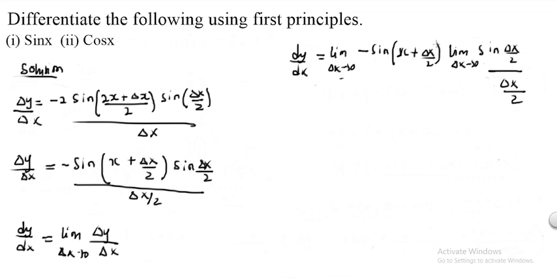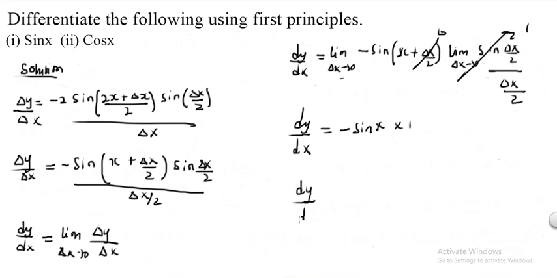So if I take the limit here, this goes to 0. If I take the limit here, all of this goes to 1. So that dy/dx is equal to minus sin x times 1. This simply means that our dy/dx is equal to minus sin x. So that's it. That's how to differentiate sin x and cos x based on first principles.